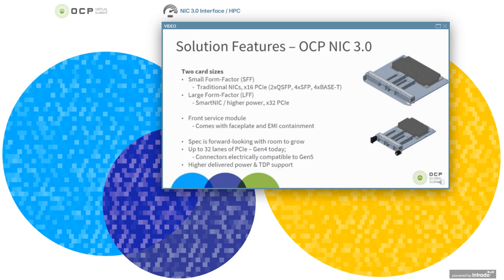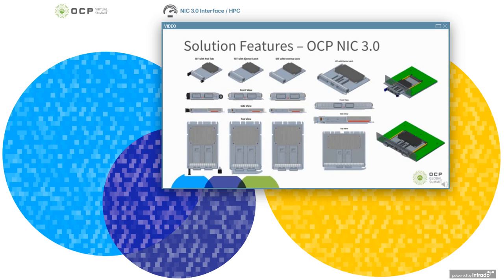There is growth opportunity within this form factor. The OCP NIC 3.0 cards today are focused on Ethernet applications, but the modular form factor lends itself to other non-NIC use cases as well. PCIe Gen 4 is supported today with electrical compatibility for Gen 5 when it is available. The form factor provides higher delivered power and TDP support.